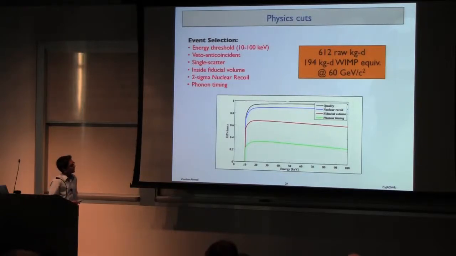So this is when you start off with data quality. You're in the 90s%. Then you apply a nuclear recoil cut. You apply a fiducial volume cut, and by the time you apply your timing cut, you're looking at about 30% efficiency. Yeah? Why is there an energy variation?